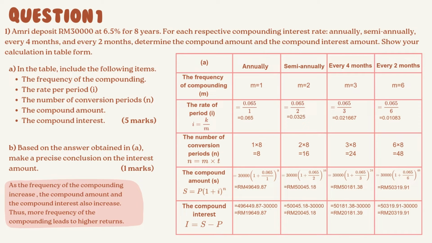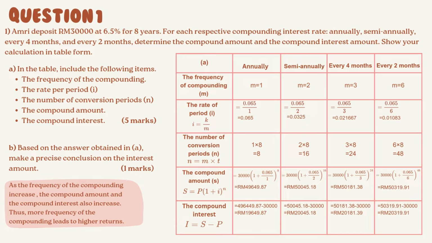Question 1, number 1A. Amri deposits RM30,000. RM30,000 is the original amount invested, which is P, at 6.5% for 8 years. 6.5% is the nominal interest rate, which is K, and 8 years is T.